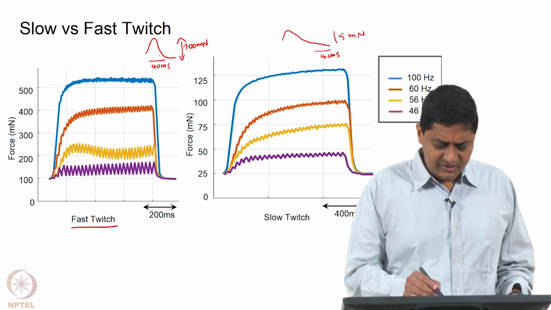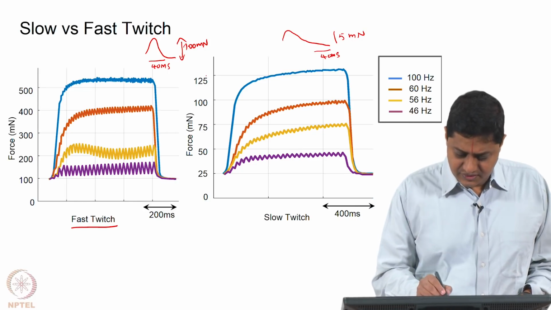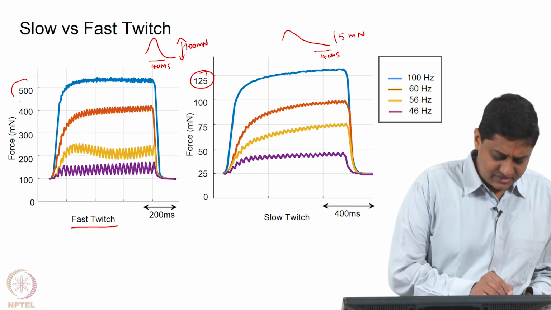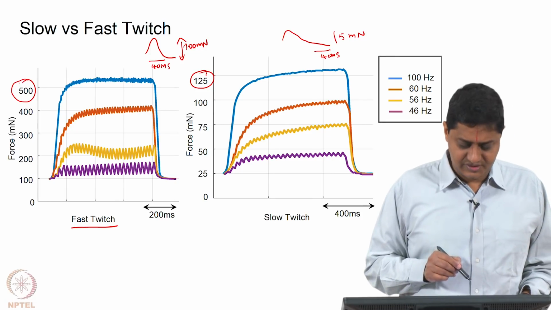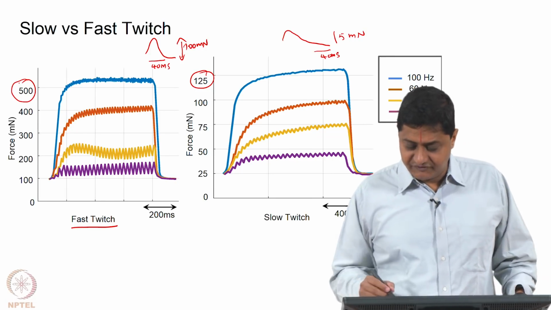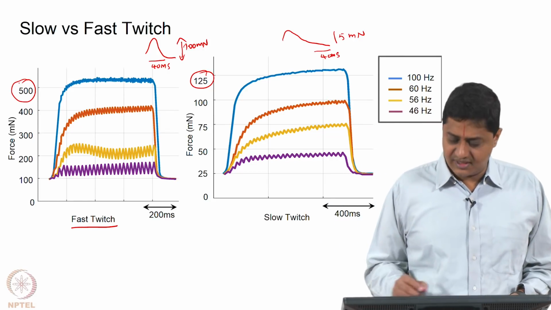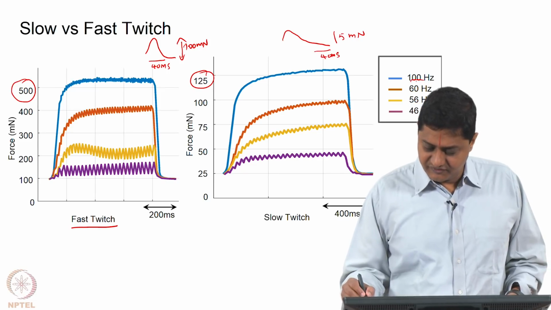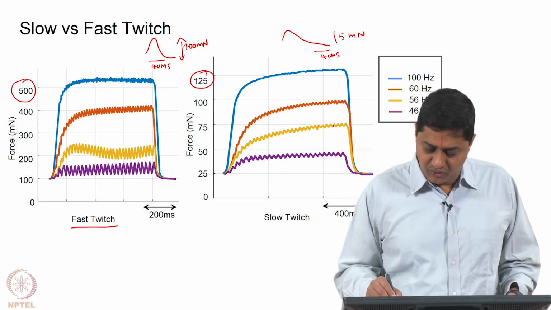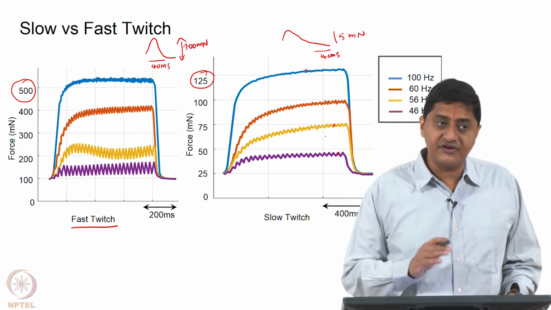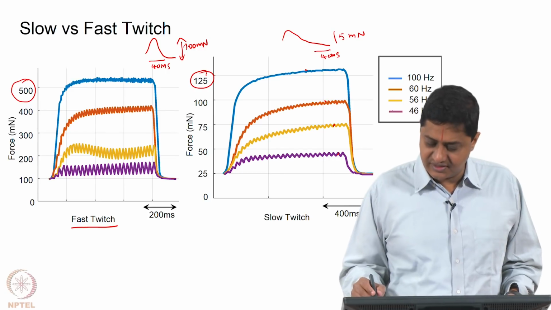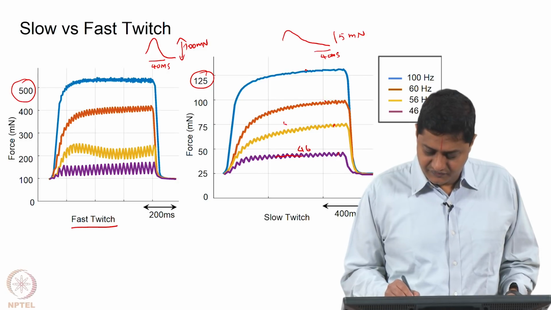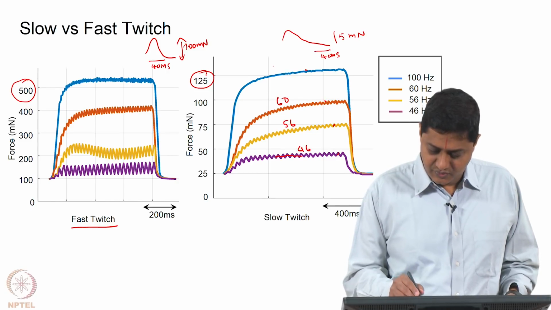Also note the scales here. About 125 millinewtons is produced by these fibers, and about 500 millinewtons by these fibers. As the frequency of firing increases from 46 to 56 to 60 to 100, what you see is that the force increases. There is a relatively good agreement in that.